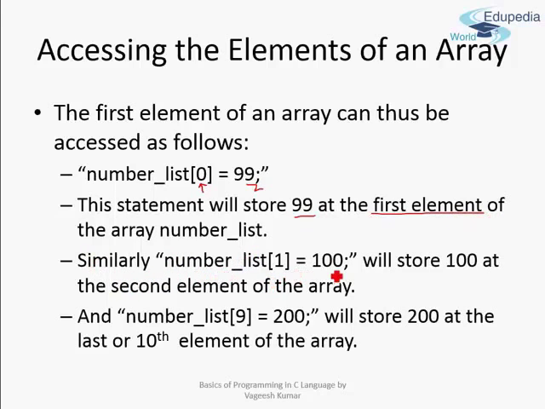Similarly, numList[1] = 100 will mean that 100 will get stored at the second element of the array. So to access the nth element of an array, the index that you have to pass is n minus 1. Okay, so remember this thumb rule, that to access the nth element we have to pass n minus 1 as an index. Like to access the 10th element, or the last element of this array whose size is 10, we have to pass n minus 1, that is 9, as an index.